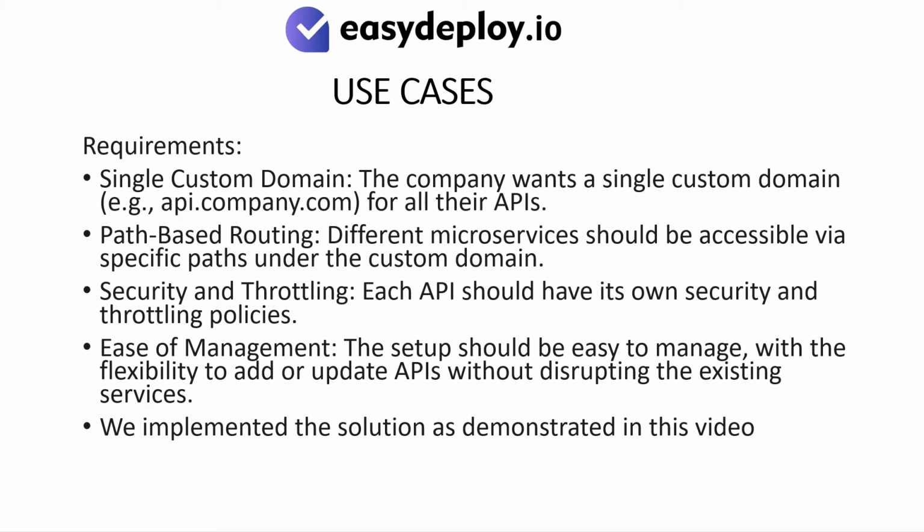Requirements. Single custom domain. The company wants a single custom domain, e.g., api.company.com, for all their APIs. Path-based routing. Different microservices should be accessible via specific paths under the custom domain. Security and throttling. Each API should have its own security and throttling policies. Ease of management. The setup should be easy to manage, with the flexibility to add or update APIs without disrupting the existing services. We implemented the solution as demonstrated in this video.